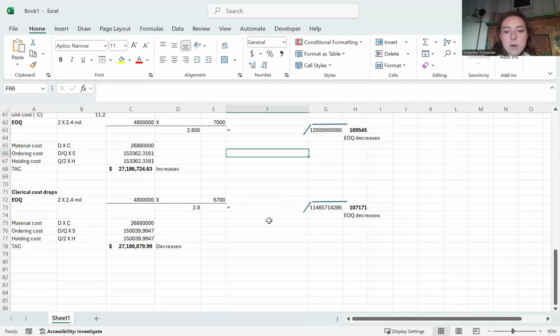So now our EOQ decreased to 107,000. And what's different about what's happening here is there's no inverse effect, and our total annual cost is actually decreasing along with our economic order quantity. And that's what happens when our clerical cost drops.